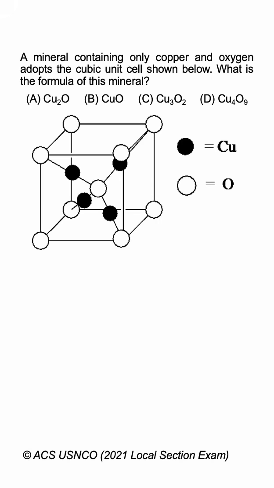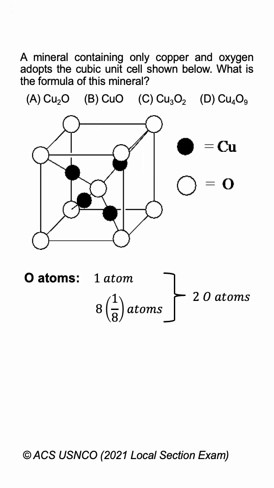Now, given the unit cell, white circles represent our oxygen atoms. There is one oxygen atom completely inside the body, which contributes one full atom. Also, we have one sitting on each of the eight corners of the cube. Since each corner contributes 1/8, we multiply 8 by 1/8 to get one oxygen atom. So in total, we have two oxygen atoms per unit cell.